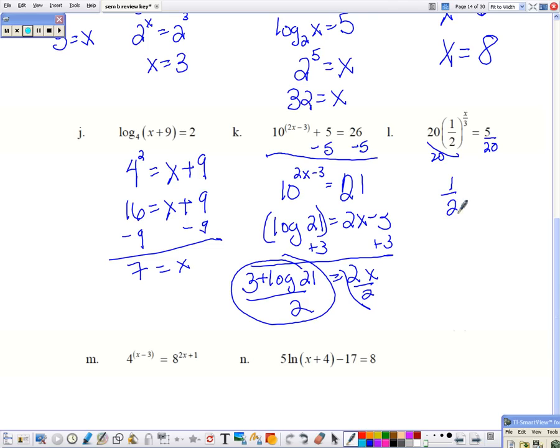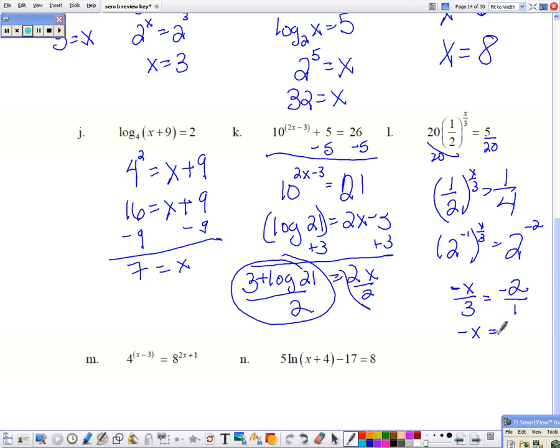I have 1/2 to the x over 3, and now 5 over 20 reduces to 1/4. I can rewrite this as 2 to the negative 1, and I can rewrite 1/4 as 2 to the negative 2. So now this exponent is negative x over 3 equals negative 2, and let's solve for x. Negative x equals negative 6, so x is 6.